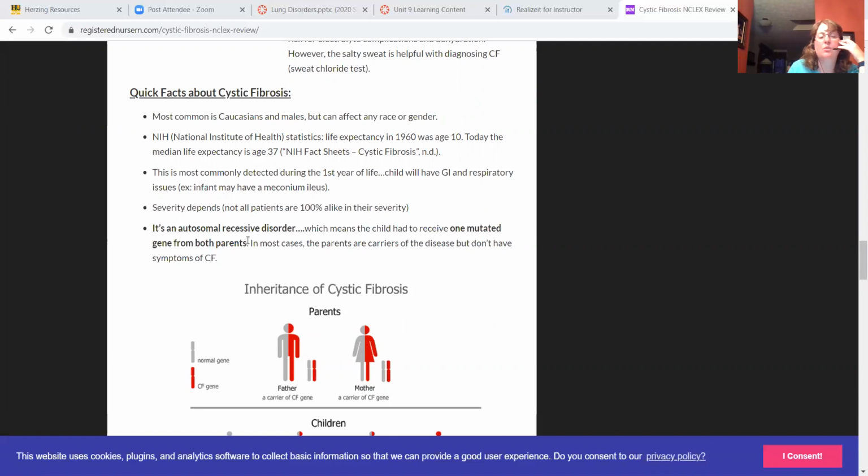This is an autosomal recessive disorder. That means the child has to have one mutated gene from both parents. In most cases, the parents are carriers of the disease but don't have the symptoms of cystic fibrosis.